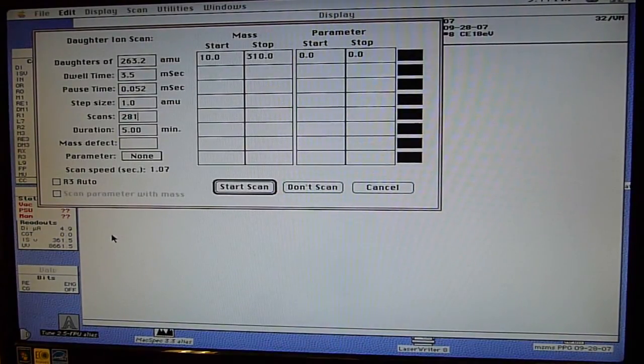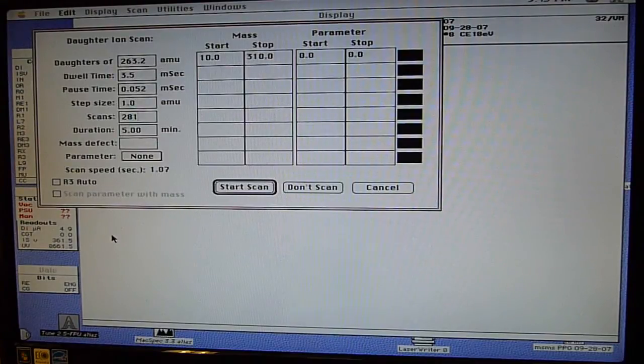From that sample population of ions being generated in the electrospray source, the job of Q1 is to just let through the ions in the precursor range. So it's going to be set to 263. Depending upon the resolution, how wide or narrow that window is, it's on the order of 1 to 2 AMUs.